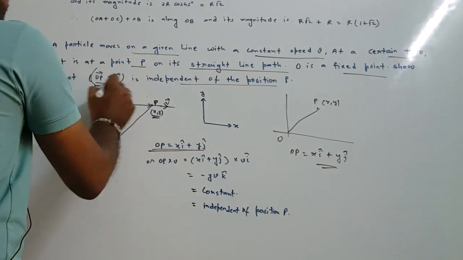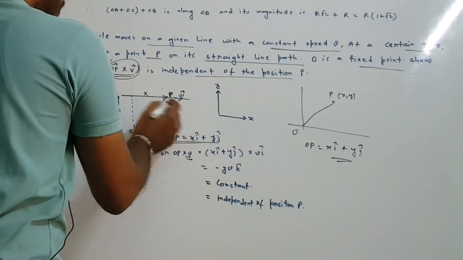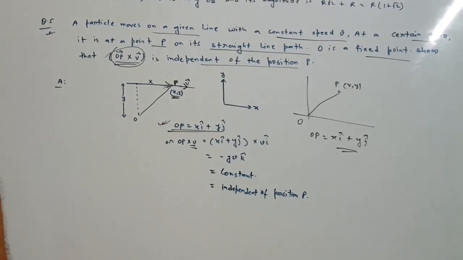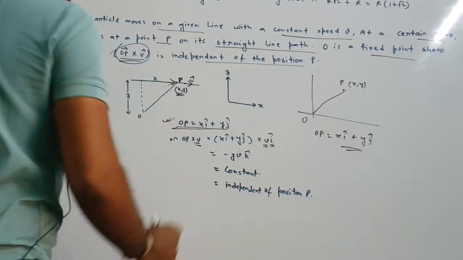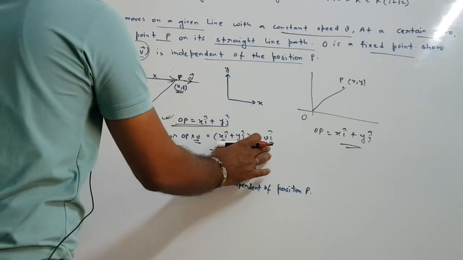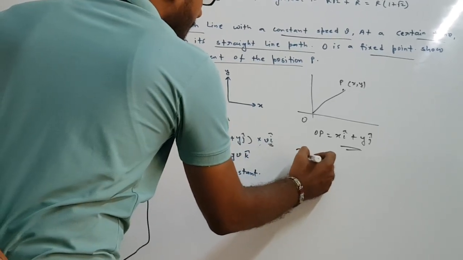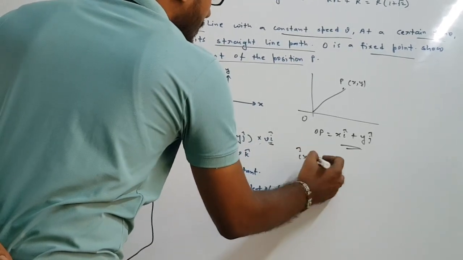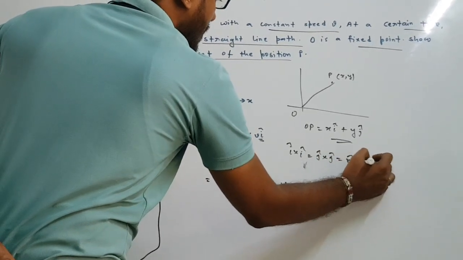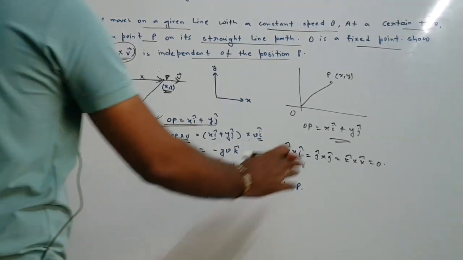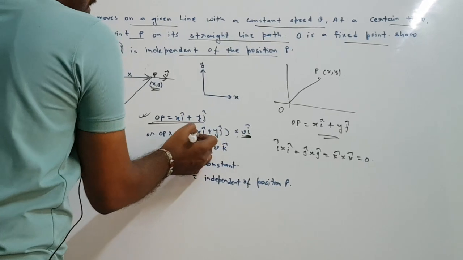So they are asking about OP cross V. We got OP, and what is V? V is along the x axis. So V is the magnitude. What is the direction? The direction is the x axis. So V i cap. Cross multiply. We know the cross product: similar vectors give 0. Similar cross multiple gives 0. So i cross i would be 0.